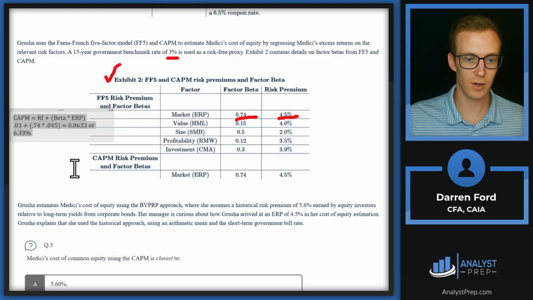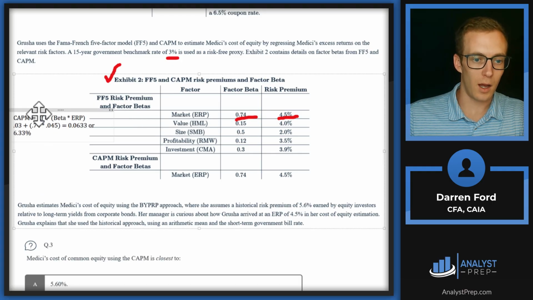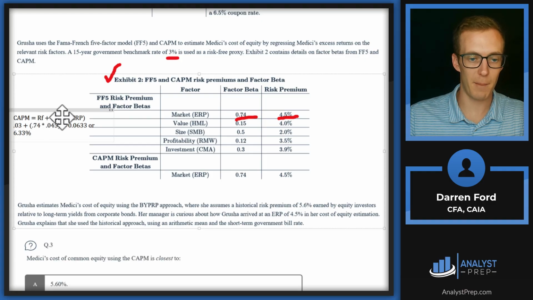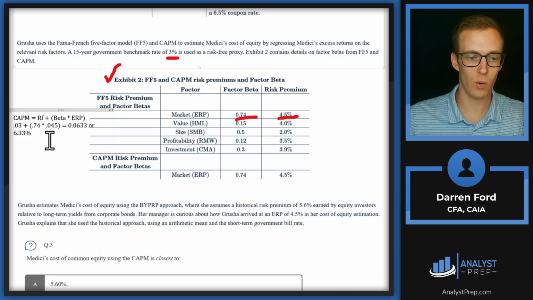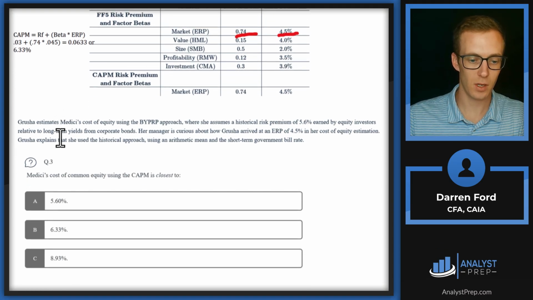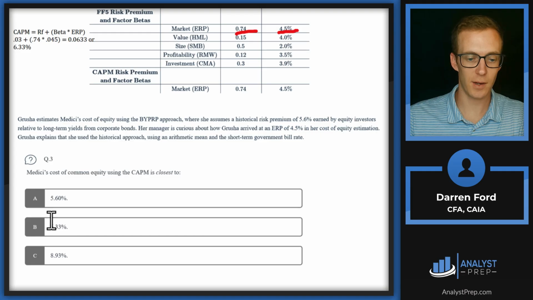I'll pull this over here so we have room. So we get a risk-free rate of 3%, and then we're going to add beta times the equity risk premium. So it's basically just this first row up here, and that leads us to a value of 0.0633 or 6.33%, which is going to correspond right here with answer B.